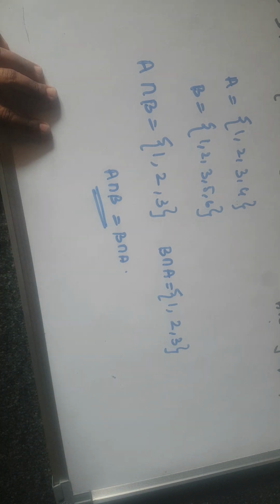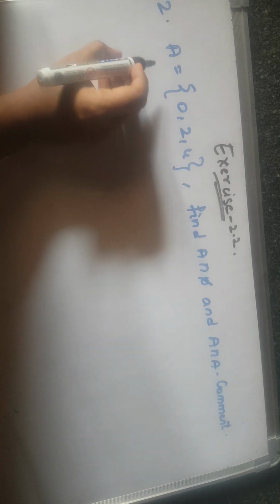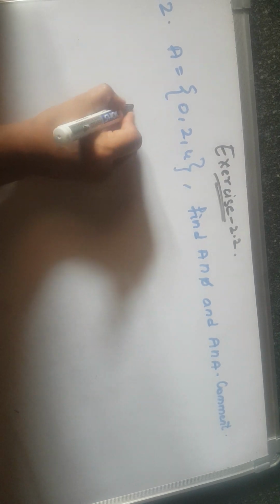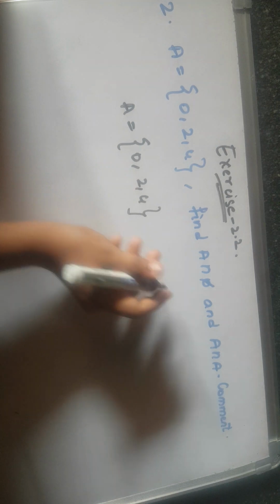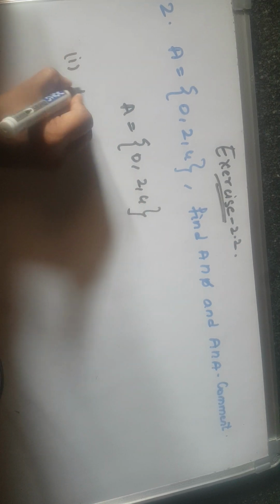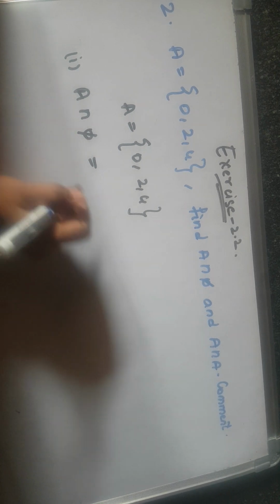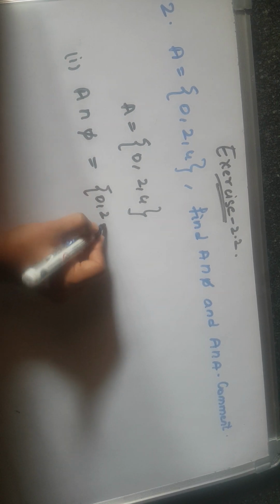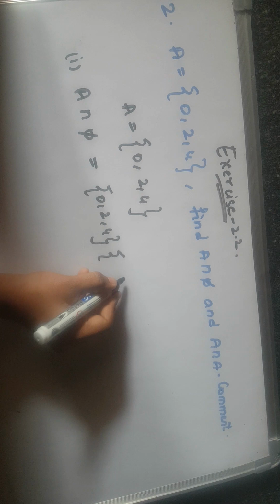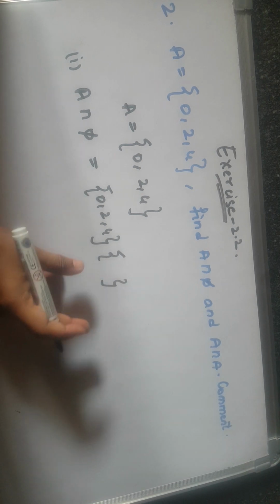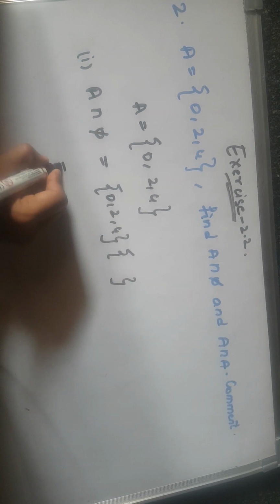Coming to the second question. Here it has been given set A equals 0, 2, 4. First, we have to find A intersection 5. What is the value of A? 0, 2, 4. And what is the value of 5? Nothing is there.